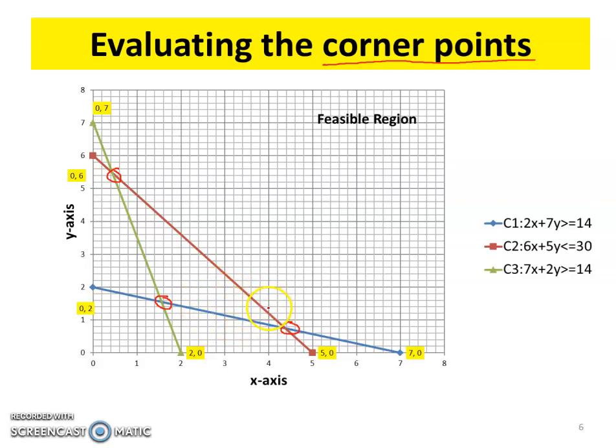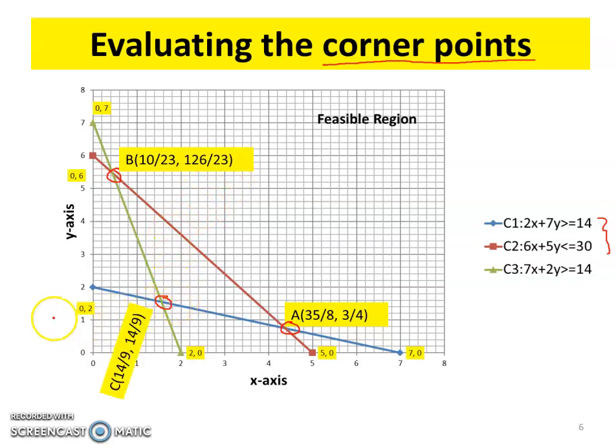So what we can do, you just try to solve constraint 1 and constraint 2, and if you solve c1 and c2, you will see that A is (35/8, 3/4). You just have to solve the linear equations in 2 variables. Now if you solve for B, you will get B as (10/3, 126/23), and for C you will have (14/9, 14/9). So you solve c1 and c2, then c2 and c3, and then c1 and c3. Whatever equations you have, you take 2 equations out of the given equations and solve them for the values of x and y.